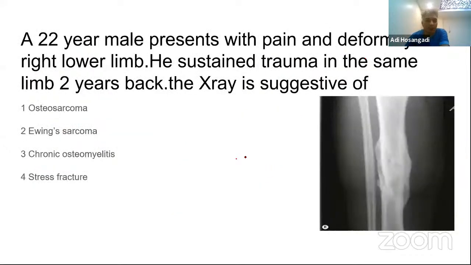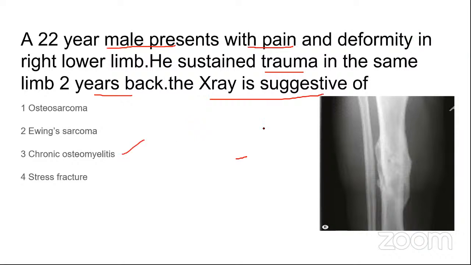A 22-year-old male presents with pain and deformity in the right lower limb. He had sustained trauma in the same limb 2 years back. The X-ray is suggestive of... no-brainer, easy question, isn't it? Chronic osteomyelitis. Very good. They have given a radiograph here where there is periosteal reaction.